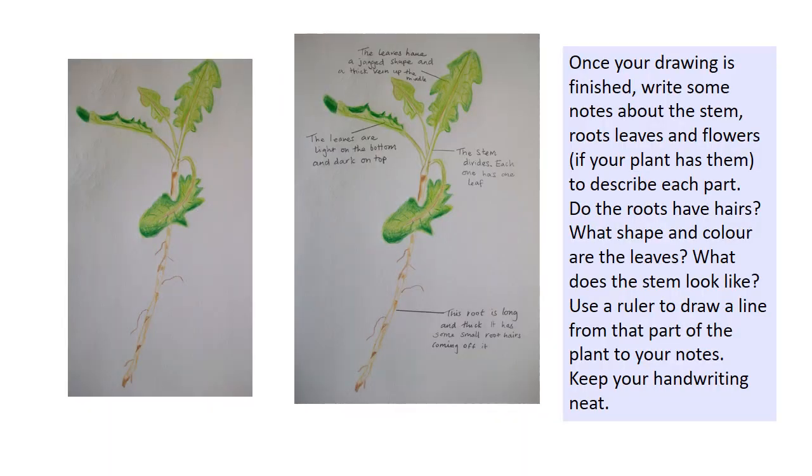Now, once your drawing is finished, we want you to write some notes around it about the stem and about the roots and the leaves and flowers if your plant has flowers. I want you to describe each part.